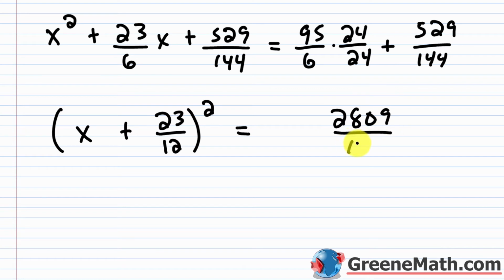2,809 over 144. Again, this is why students don't like completing the square, because you end up with just kind of a big mess like this. These are kind of larger numbers to work with. I know you can use a calculator, but still. When you see the quadratic formula, you'll see how much easier that is.